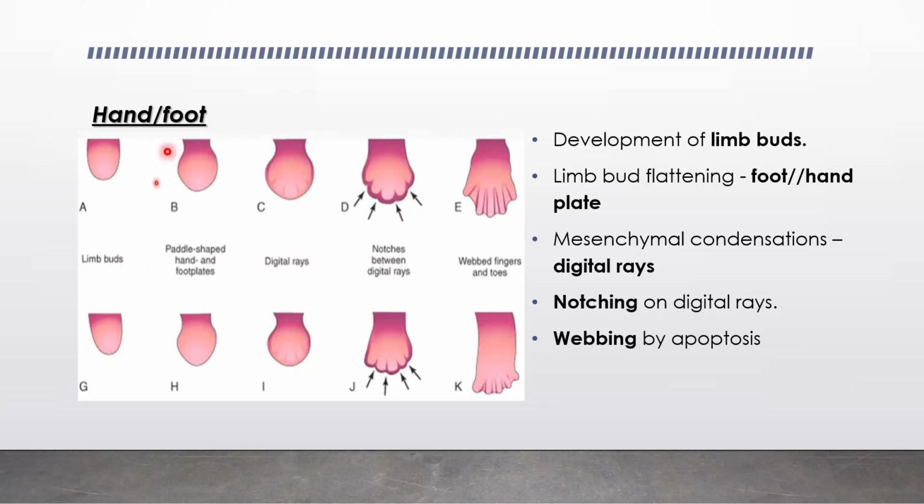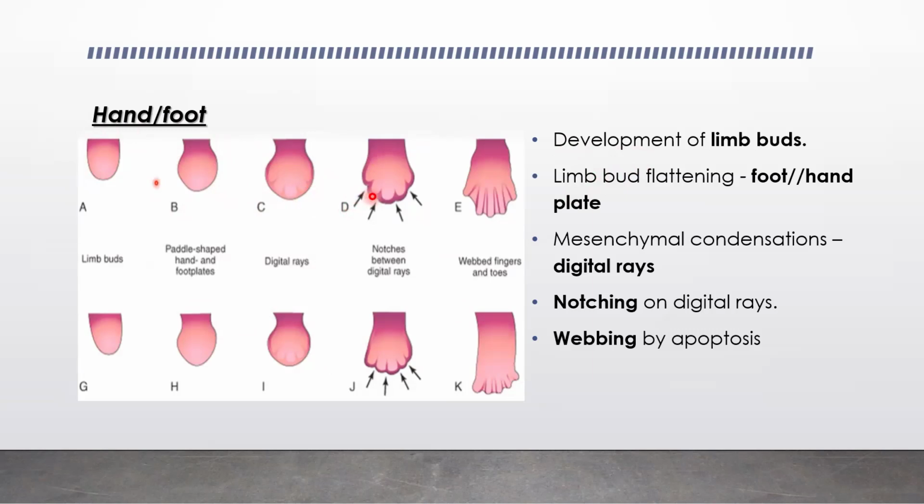How then do you form the hand and the foot? So the hand and the foot, remember, will be formed on the distal aspects of the limb bud. So we have development of the limb buds. How will development of the limb buds occur? Limb buds, remember, occur during embryology in the fourth week.